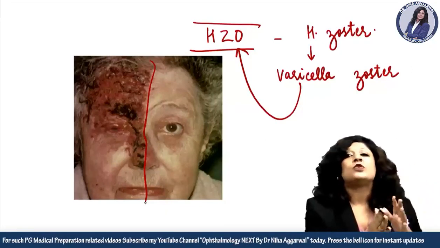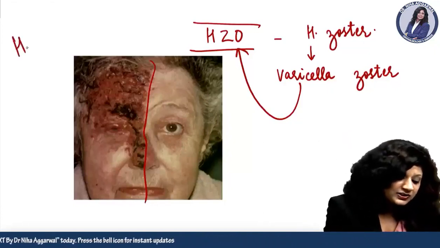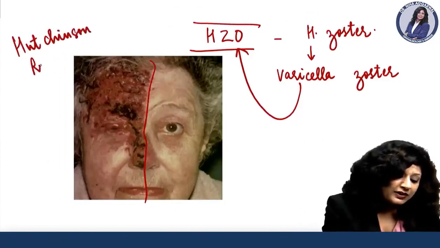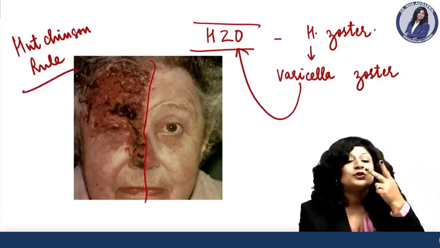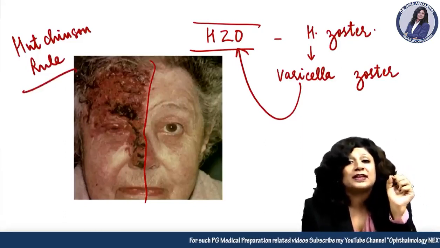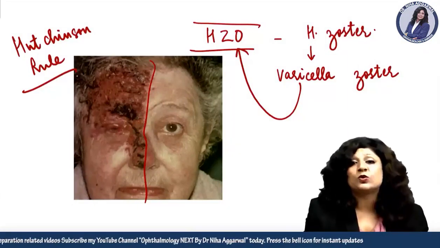So, this is now called the Hutchison rule. The Hutchison rule says that whenever the tip or the side of the nose is showing eruptions, ocular complications will definitely develop, and most of the time this holds true.